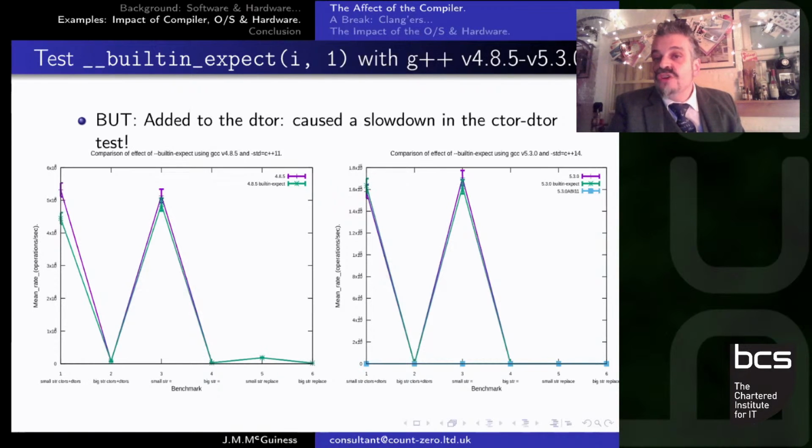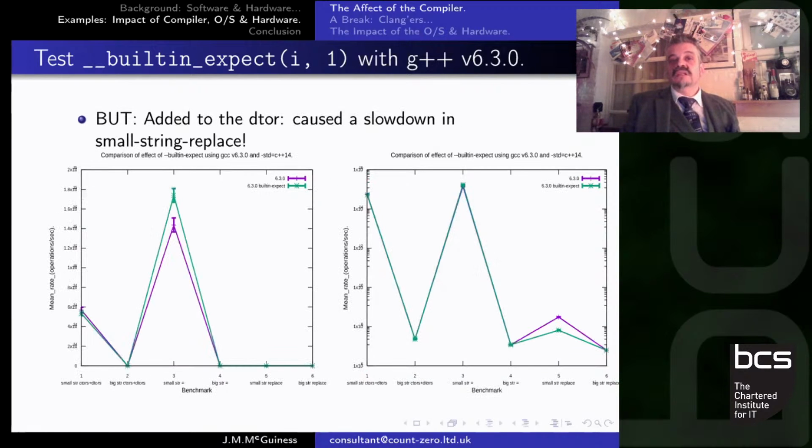If I move to newer versions, then that performance difference disappears. If we change the C++ ABI, there is no impact. Now, again, we look at the effect on newer versions of GCC, and we can see the built-in expect here for small string assignment has made a performance improvement. This is good. We can see the small string constructors and destructors. We had a slight performance degradation with adding it.